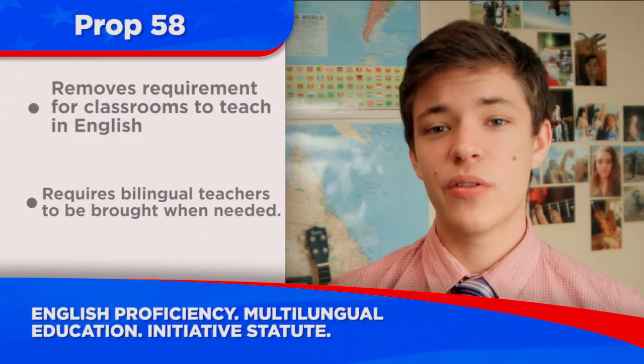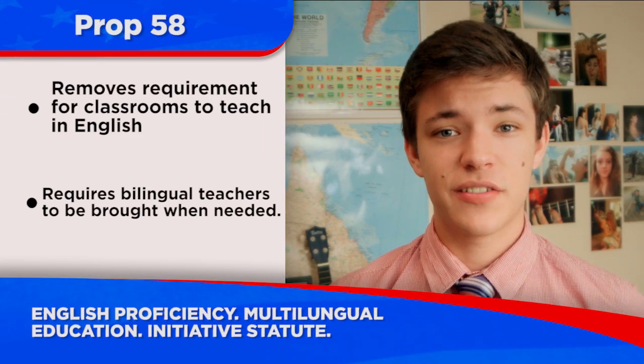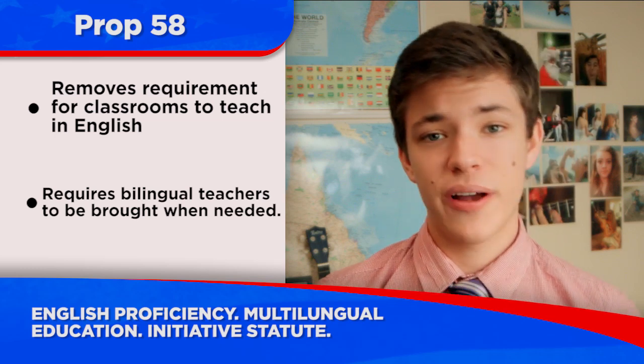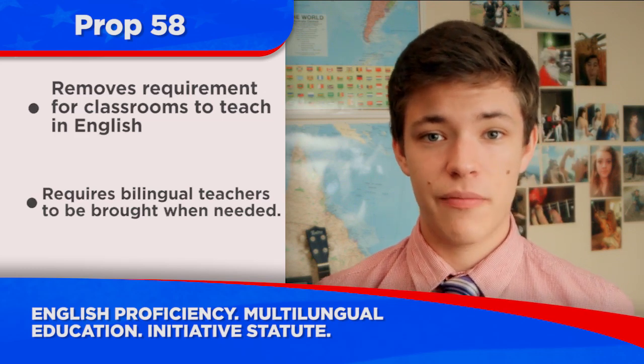Prop 58 will remove current laws in California that require that all public schools' classes must be taught in English, and also requires that where the demand is high enough, bilingual teachers need to be brought in. Supporters of Prop 58 say that this is going to help non-English speaking students not fall behind in classes and help them learn English at their own pace. Opponents say that this would remove the requirement for Californian schools to teach in English at all, and it would also overturn policies that have previously improved English education.